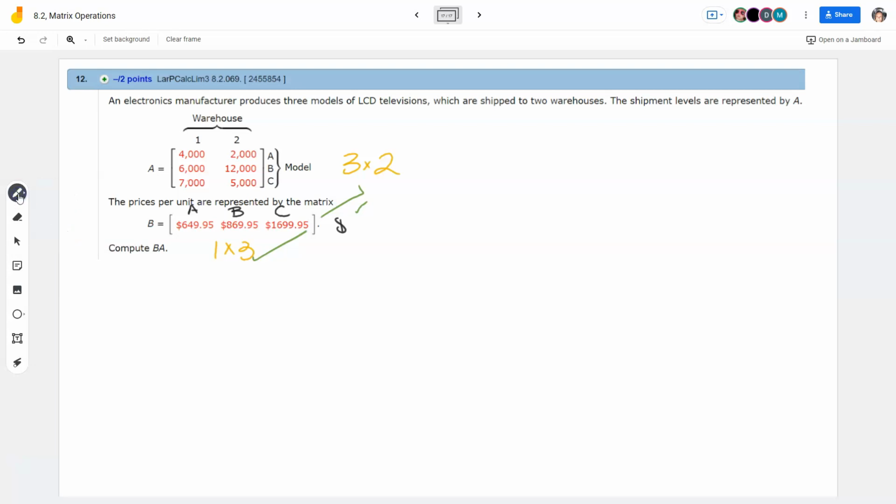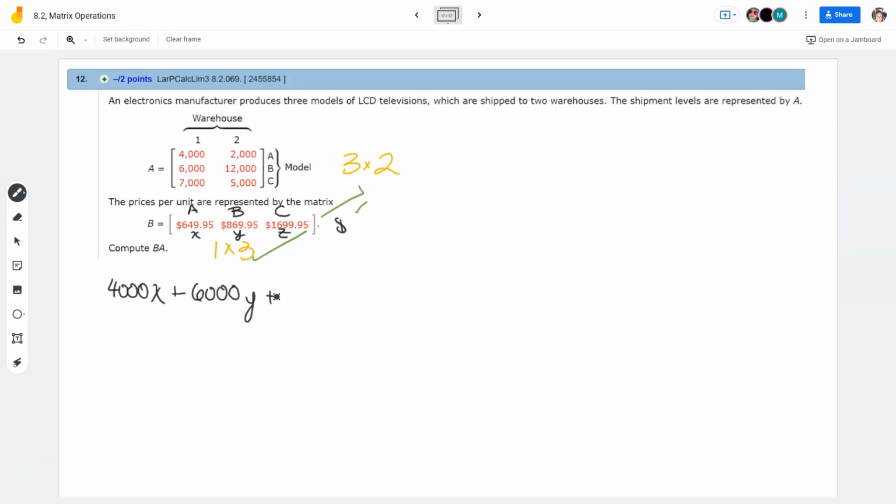So for instance, I could go ahead and make that an X and make that a Y and make that a Z, just for the sake of not worrying about the numbers. If I was to multiply, I would go ahead and have $4,000 times the price for that model. Let's see, we would go across and down. So I'd have this times 4,000 plus that times 6,000, plus, I'd go across and down.